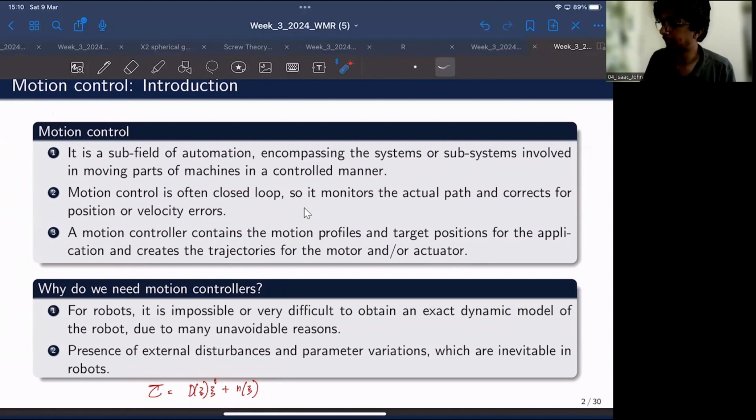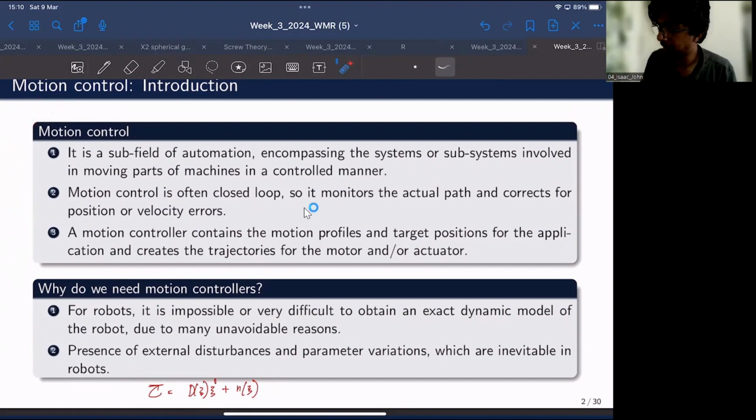So that is actually one reason: you cannot have an exact dynamic model. Because of that, if you try to control a robotic model with this alone, it may not track the trajectory that you wish. It may deviate slightly from the desired trajectory.